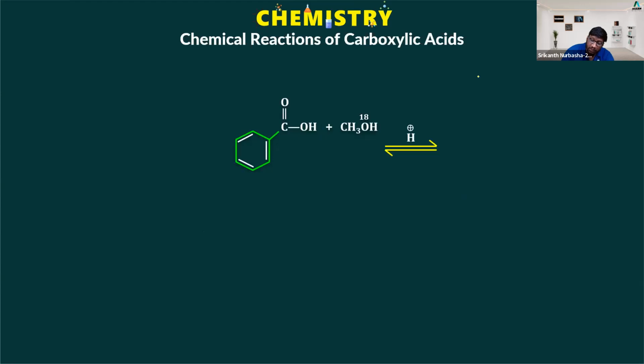So you have what type of species? In the alcohol the OH bond is cleaved. In the acid the CO bond is cleaved. You get C6H5 C double bond O18 CH3. Along with that, water is there. If we remove water from the reaction mixture, we get more ester.